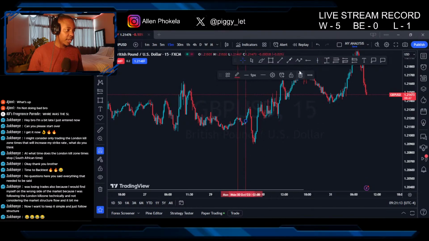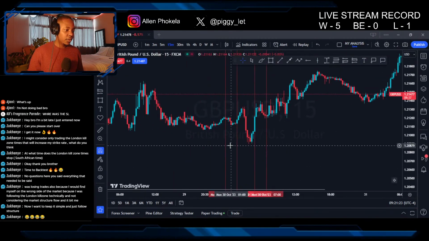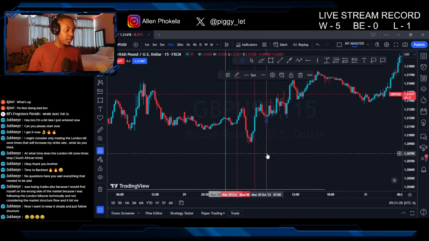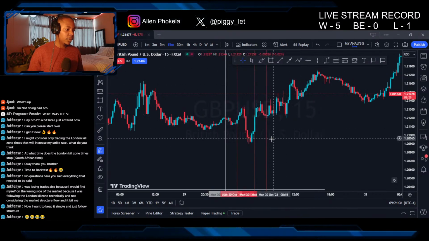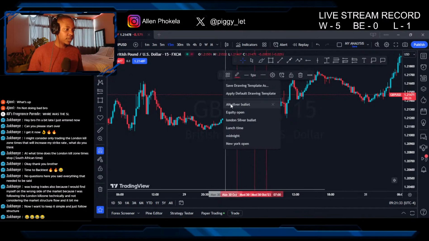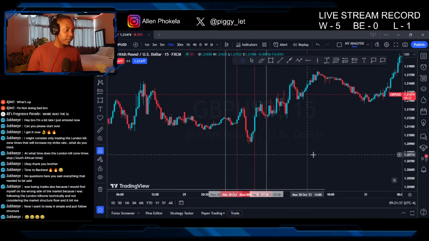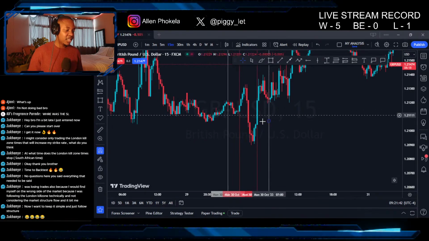That's 2 a.m., 5, and then until 7 a.m. And then obviously, let me just mark this one as white. Mark these ones white, and then we have the London session and the kill zone.